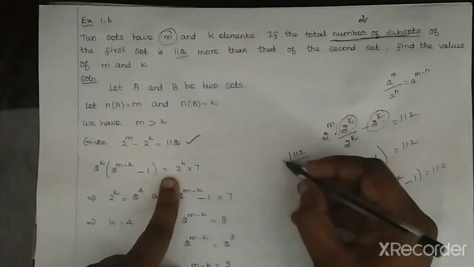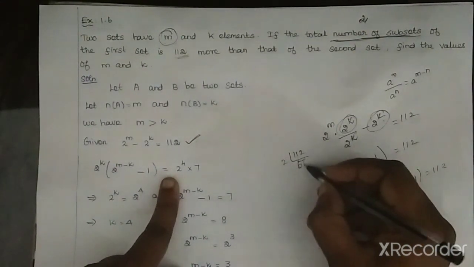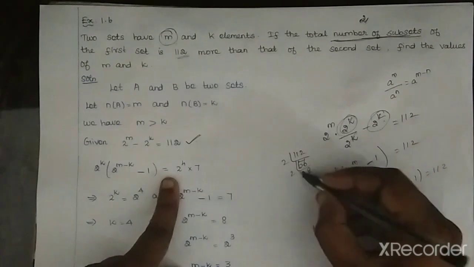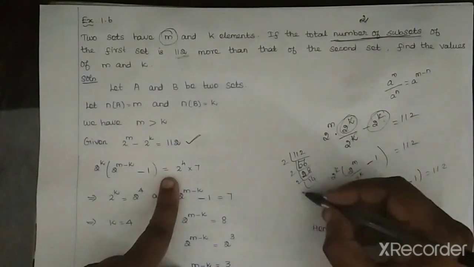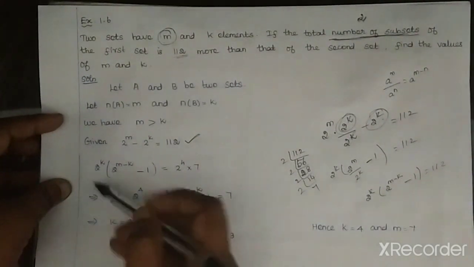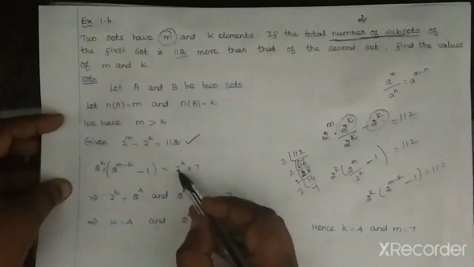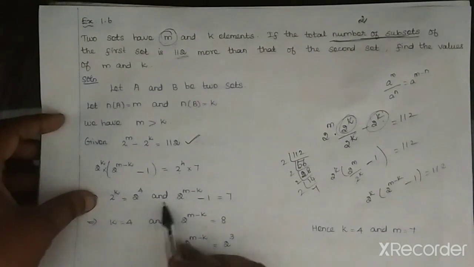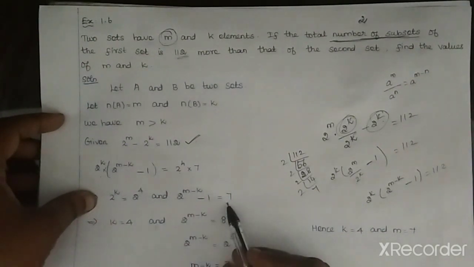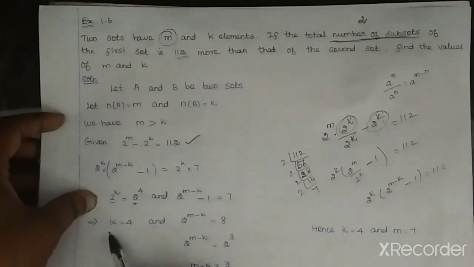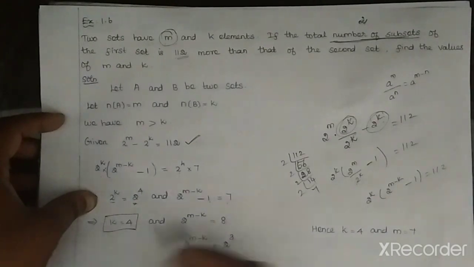Factorize the 112. Second table: 5 2s are 10, 6 2s are 12. Sorry, 2 2s are 4, 8 2s are 16. Then 1 2 is 2, 4 2s are 8. Then 7. So we write 2 power 4 into 7. Now we compare 2 power k into some value with 2 power 4 into some value. So equating, 2 power k equal to 2 power 4 and 2 power m minus k minus 1 equal to 7. Here the bases are equal, so we equate the powers. So k equal to 4. We have found the value of k as 4.